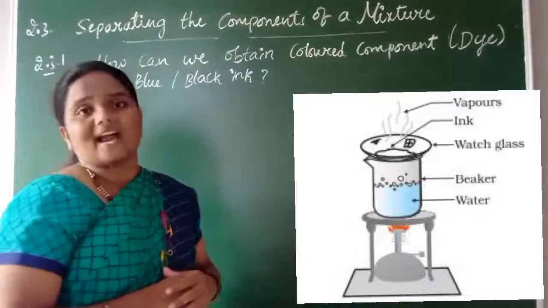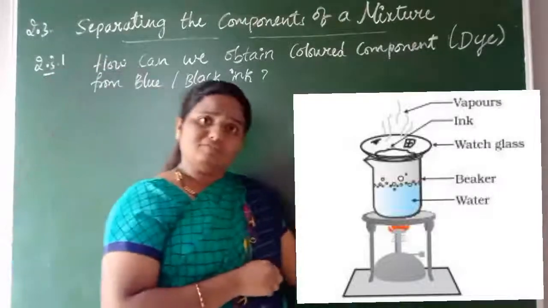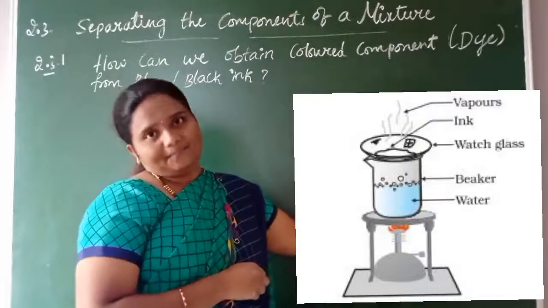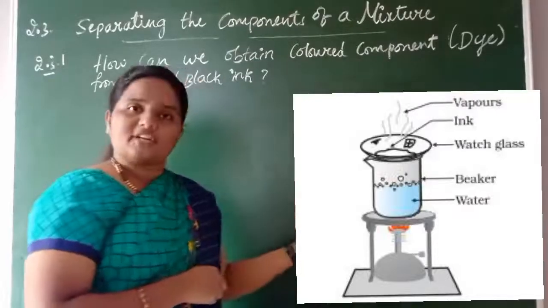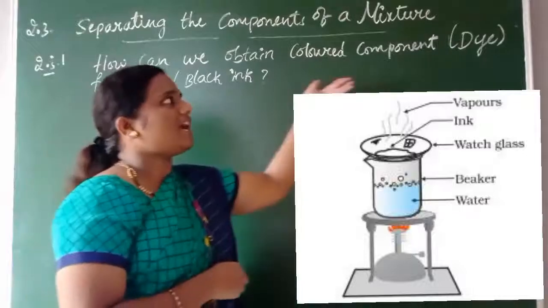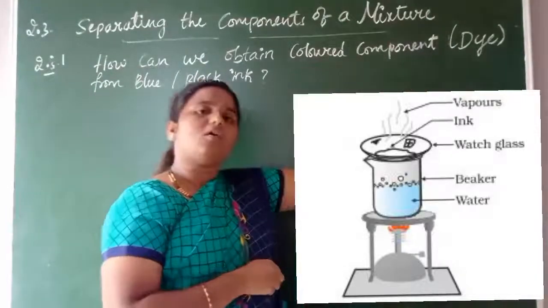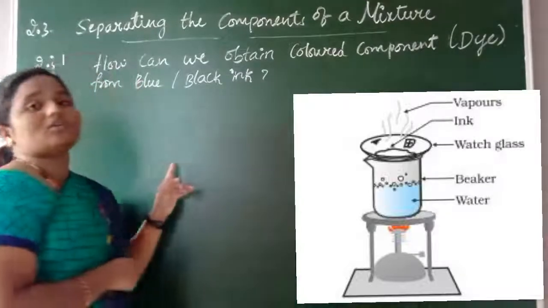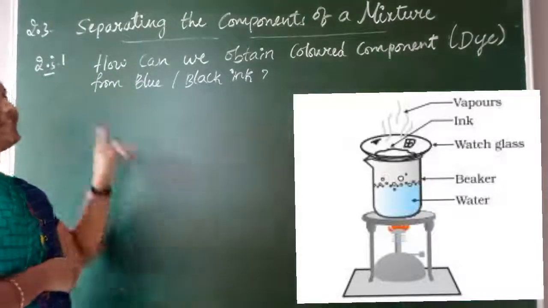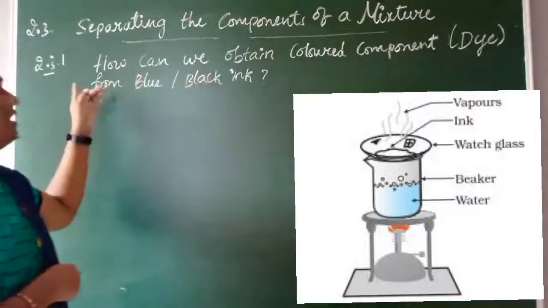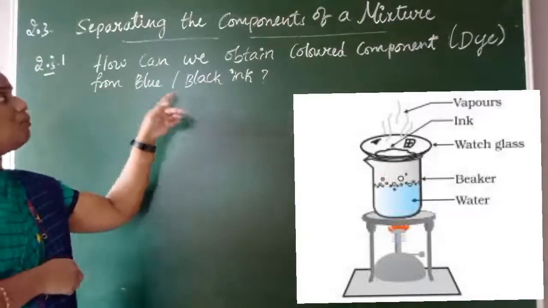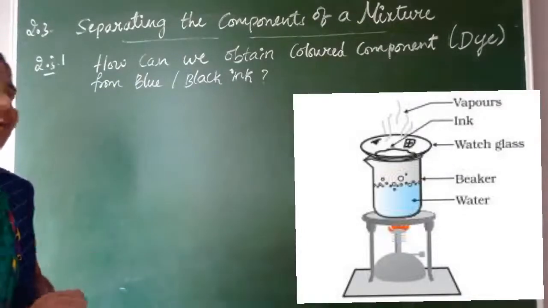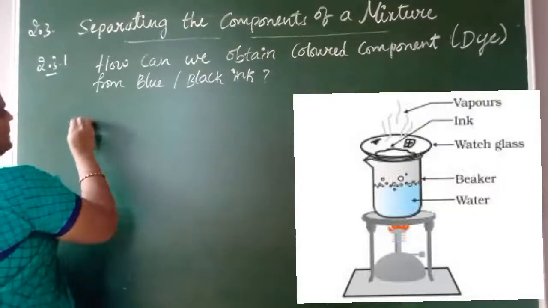Yes, we can say that here we are obtaining the solid particles from a dye. By the evaporation method, what happened? Whatever liquid the dye contained all evaporated to the surroundings. So this is called evaporation. Means the colored components can be obtained from blue or any black ink using which method, children? Evaporation.